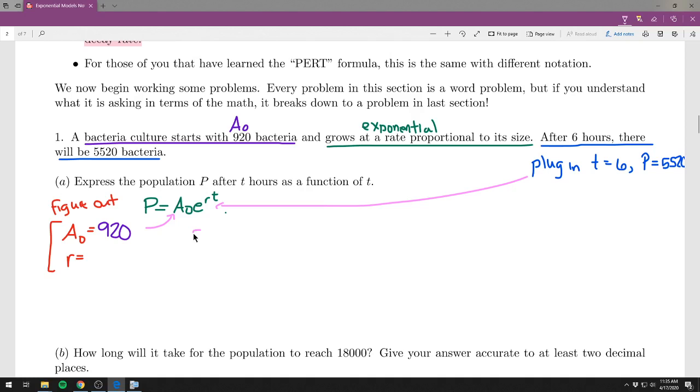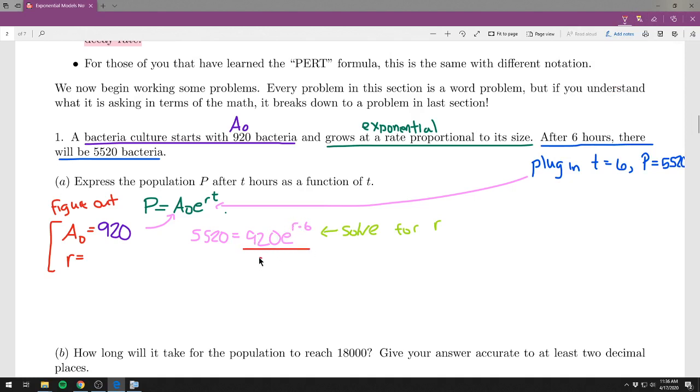Right, so we got P is 5,520 equals A0, which we are told is 920, times e to the r, which is what we're trying to figure out, and t is 6. So we've got 5,520 equals 920 e to the r times 6, and we want to solve for r. And that's something we are able to do. It's the only variable here. And we know from last section how to go about doing this. We have to solve, r is in the exponent.